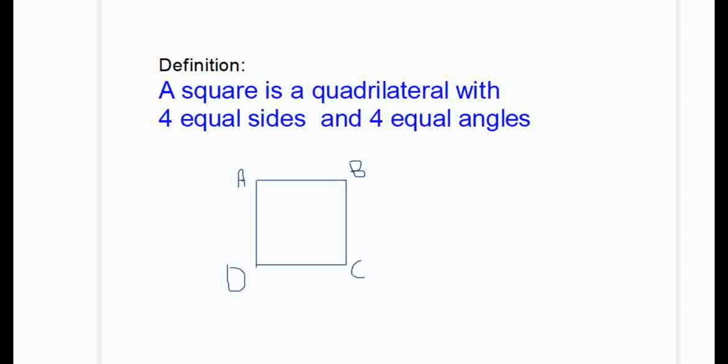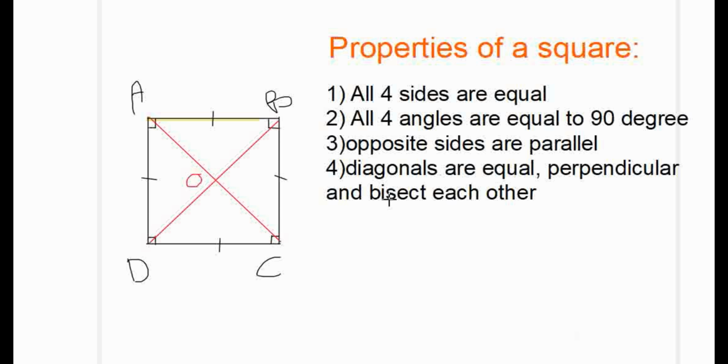Moving on, so finally we are going to talk about the square. What is the definition of a square? A square is a quadrilateral with four equal sides and four equal angles. So the four sides are equal and the four angles are equal. We are going to talk more about that. This is the definition, but these are not all the properties of the square. So here are the properties of a square.